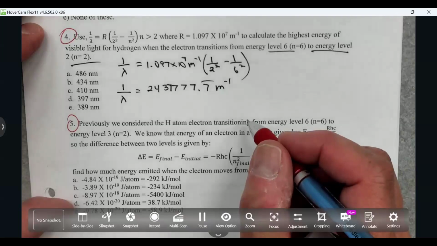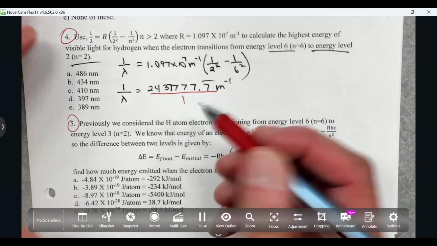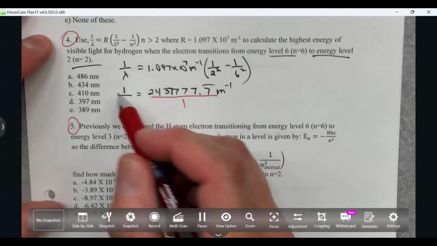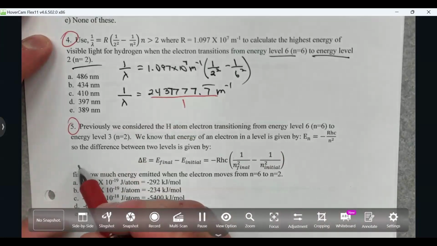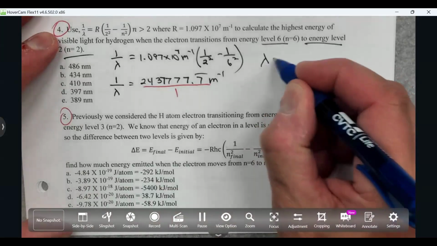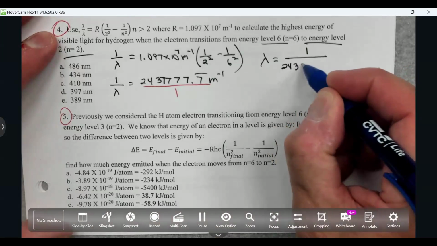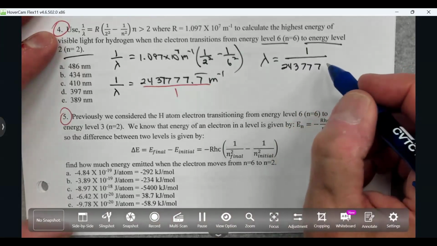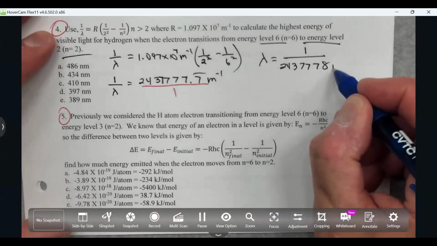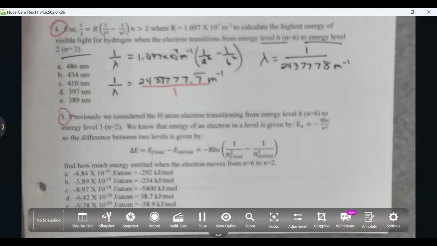Now if you put this over 1, you can just take the reciprocal of both sides. The other way to think about this is you can cross multiply and divide. Lambda then is going to be equal to 1 over that number, 2,437,778. That's meters to the minus 1, so that's going to throw it in the numerator.